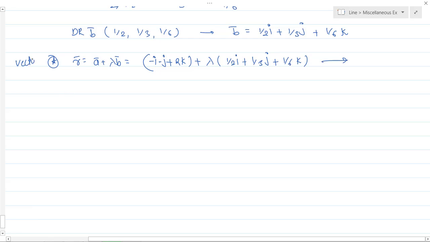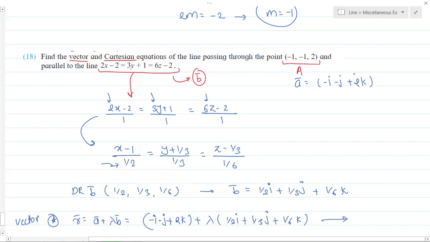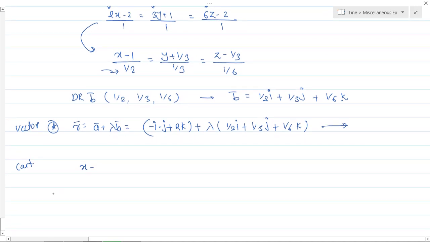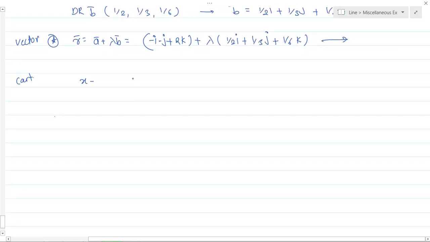ये अपना vector equation. Now let's have the Cartesian equation. So this is x minus x1 is what? This is my passing through point. Okay, so it is -1 and 2. So x minus minus, plus हो जाएगा वो. So x minus of -1 by a, what is a? This is my a, 1/2, equals y minus of -1 again, which is nothing but 1/3, equals z minus of positive 2, so keep this as it is, divided by 1/6 आएगा.